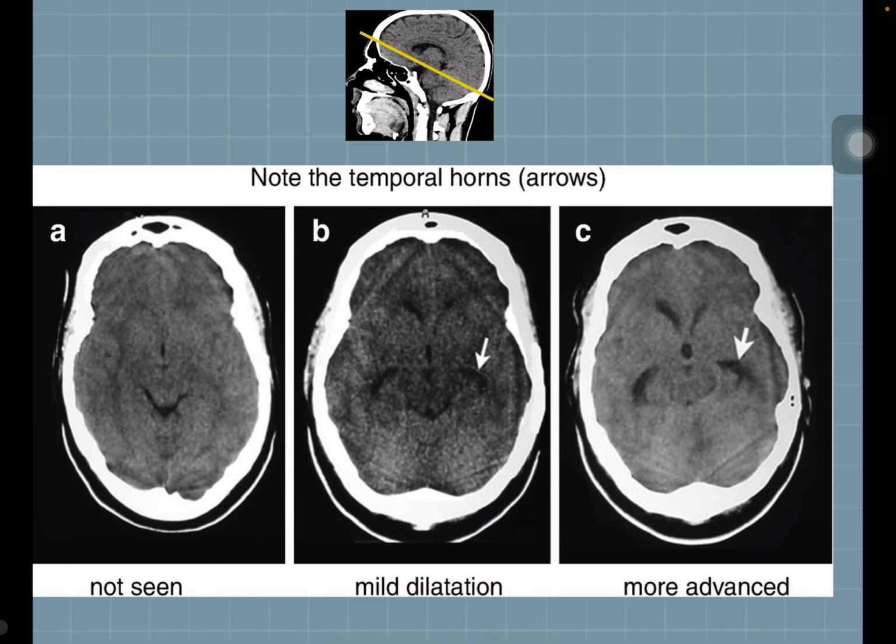So this is an example of hydrocephalus. A is a normal CT, non-enhanced CT brain. We couldn't see or appreciate the temporal horn of the lateral ventricle. So here it's become more prominent, and C it become much more prominent. So this indicates this is an example of a hydrocephalus case.